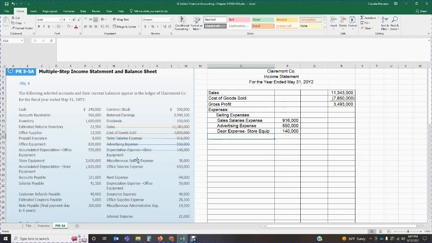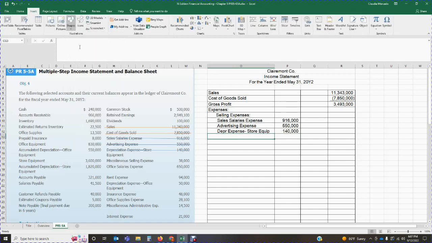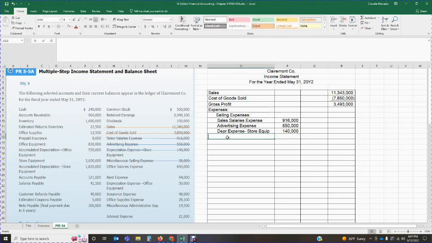We have miscellaneous selling. The word here is selling. We're looking for all of our selling expenses. Miscellaneous selling expense, $38,000. We're going to include that. Miscellaneous selling expense. Okay. And that one is $38,000.